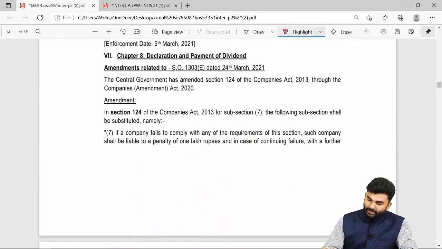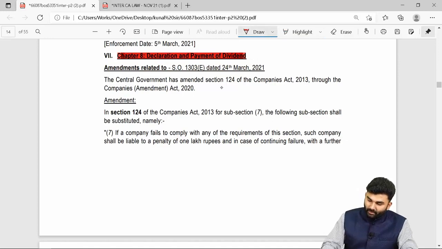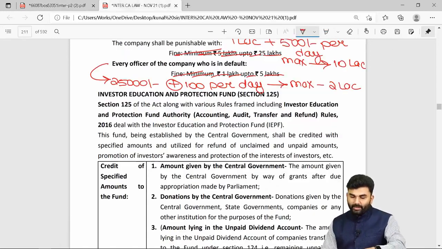The next amendment is in your chapter number 8, that is declaration and payment of dividend. One single change, that is a change in your section number 124, wherein the penalty has got changed.